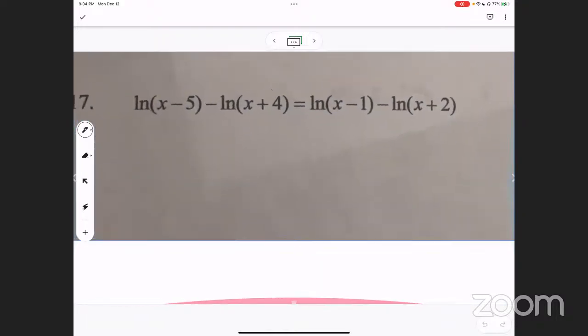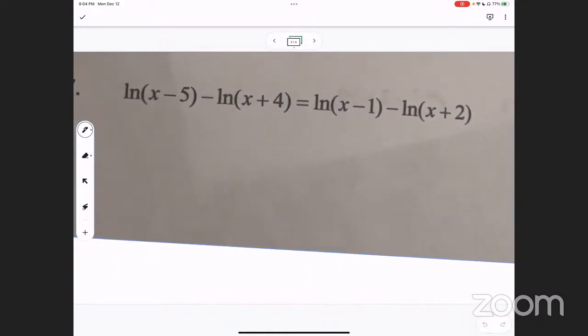For this problem, we are going to combine these together. So combining these together when they're being subtracted, you do x minus 5 on the top and x plus 4 on the bottom. Same with the left side. It's x minus 1 on the top and x plus 2 on the bottom. Now, since I have a natural log on both sides, I can what they call exponentiate both sides, or I can just do what I call the duh property. Like if the natural log of A equals the natural log of B, then duh, A and B have to be equal to each other. That's how I think of it.